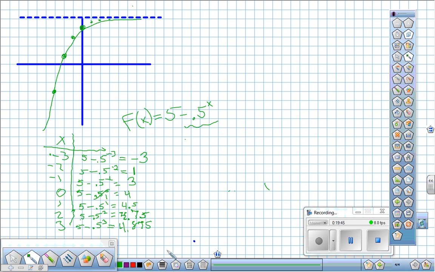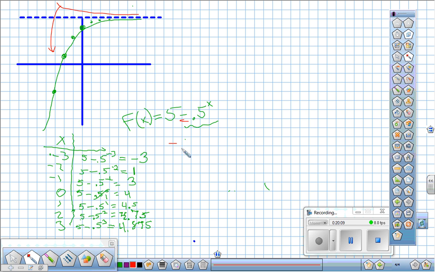If I notice this negative sign, what it actually did was flip the graph across this line. Before, if it was a plus, it would have looked kind of like that. So this flipped it from what my original generic graph would have looked like. The 0.5 made it come from this direction, and the 5 in front gave me this line.